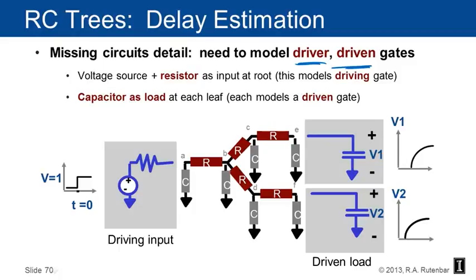You still need to model the gate that drives the wire, that's the driving input, and that turns out to be modeled as basically a battery, a voltage source that turns on at time 0 with a voltage of 1 through a driving resistance. I'm just going to put a star by the resistance. And you have to model the gates that are being driven, and each of those just gets modeled as a capacitor.